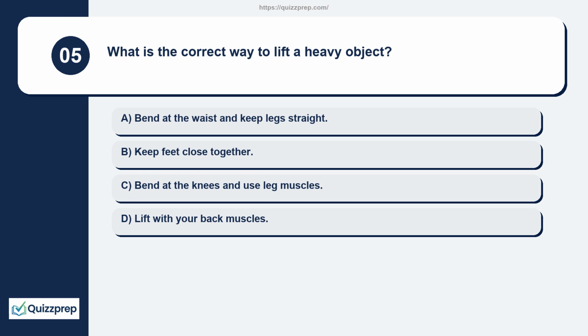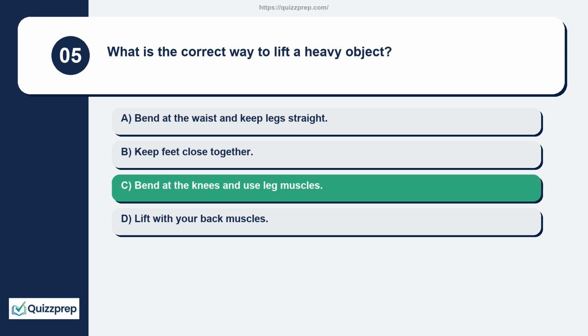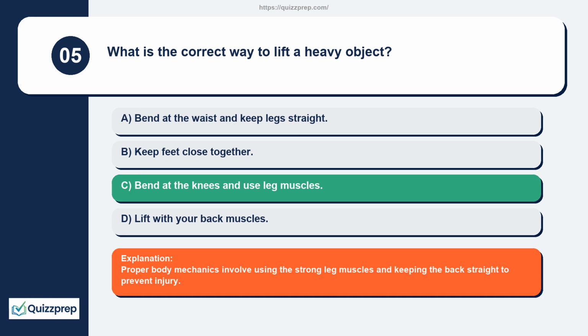Question 5. What is the correct way to lift a heavy object? Bend at the waist and keep legs straight. Keep feet close together. Bend at the knees and use leg muscles. Lift with your back muscles. Proper body mechanics involve using the strong leg muscles and keeping the back straight to prevent injury.